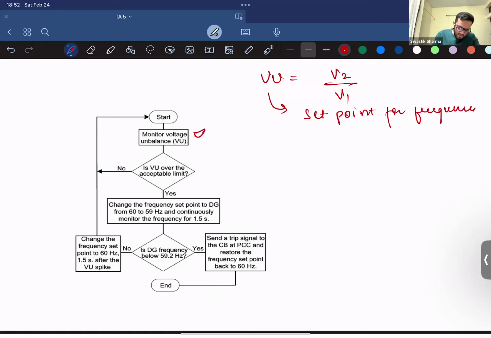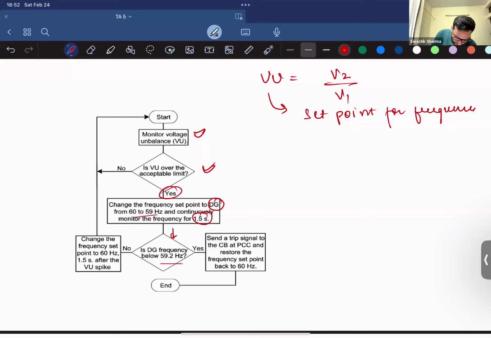You monitor it. You check if it is over the acceptable limit. Once it is over the acceptable limit, you set the DG's frequency from 60 to 59 hertz. Why do you do this? What you are doing here is injecting instability into your DER's operation by reducing the operating frequency. Then, after monitoring for 1.5 seconds, you check if the frequency is below 59.2 hertz or not. So you change the feedback of your DG from 60 to 59 hertz.